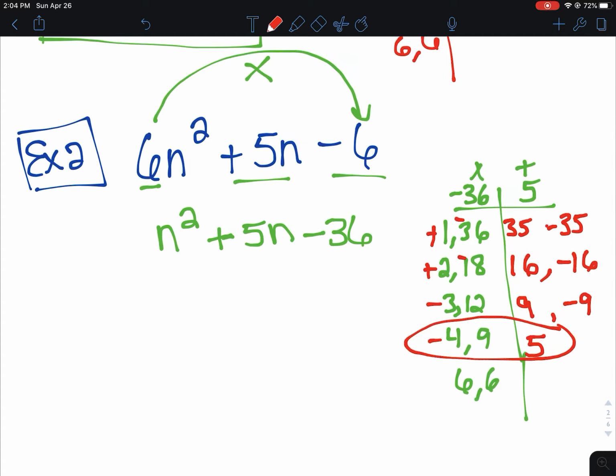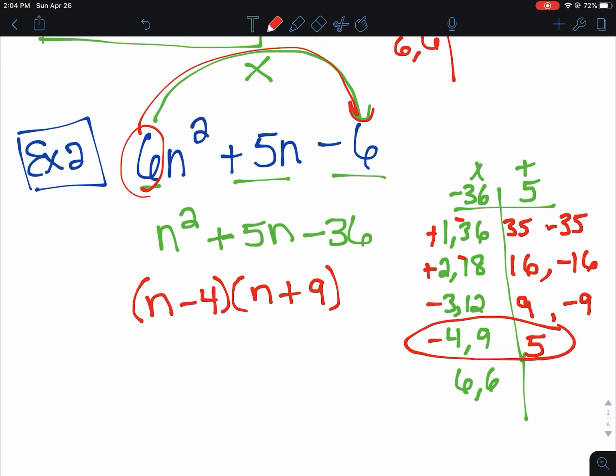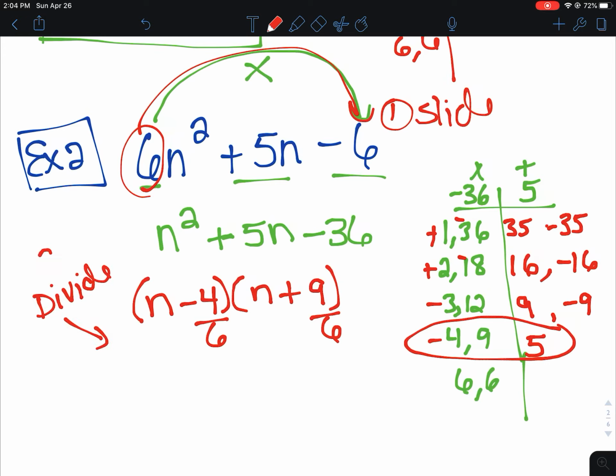So those are the two numbers I will use in my factors. Remember, it doesn't matter which one comes first because multiplication is commutative. So negative 4 or positive 9 could go in either factor. And then because we slid this 6 down to the end, we have to remember to divide by it at the end, okay? So that was step 1 with sliding. Here we're doing the dividing.